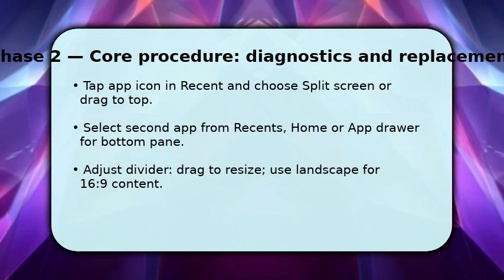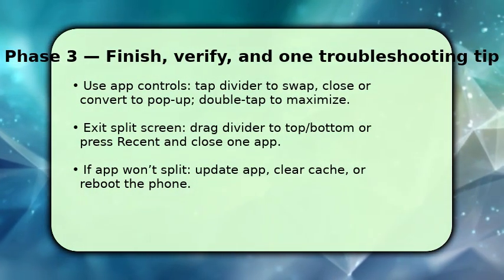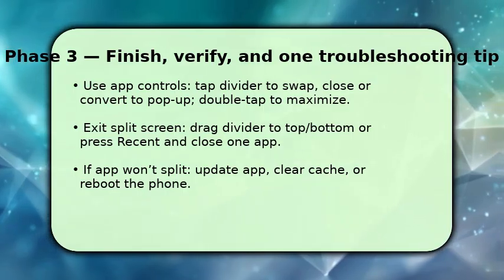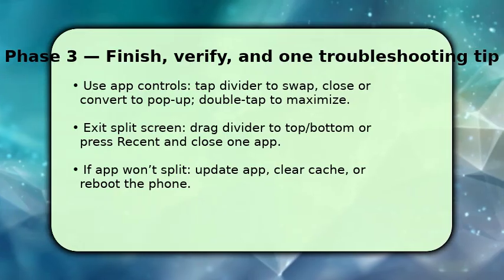To finish, use the divider. Tap to swap apps, convert one to pop-up, or double-tap to maximize a pane. This speeds workflow. Exit split screen by dragging the divider fully to the top or bottom or closing one app in Recent.